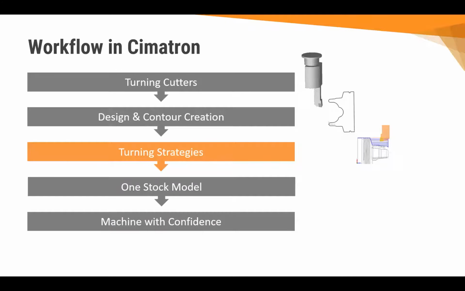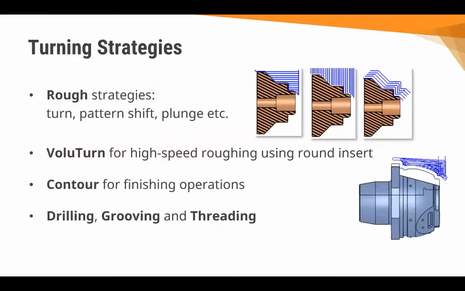Now looking at the turning strategy, again pulling from GibbsCam, we have roughing strategies: we can turn, pattern shift, plunge, etc. We have the volute turn for high-speed roughing using round inserts. We have contour creation for finishing operations. We have drill, groove, and threading tools as well.